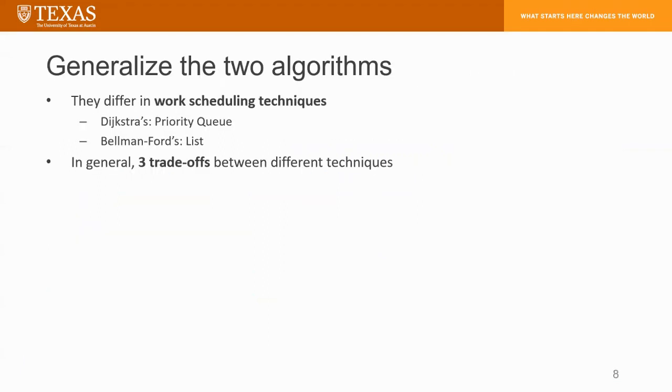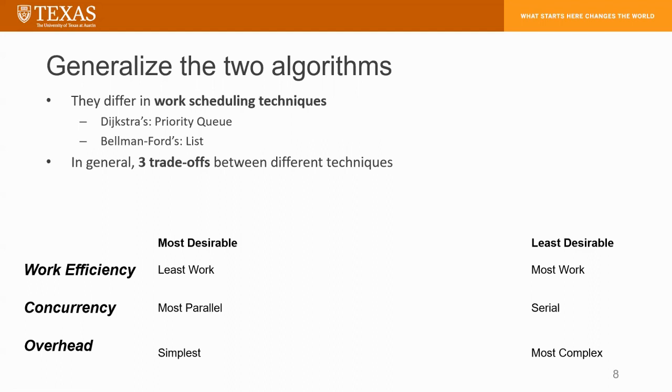In general, there are three different trade-offs between different techniques. First is work efficiency. That means how many vertex updates are performed during the entire execution of the algorithm. Secondly, concurrency. That means how many vertices can be processed in parallel at any given time. And third is the overhead of the work scheduling mechanism itself, for example, priority queue versus a list.